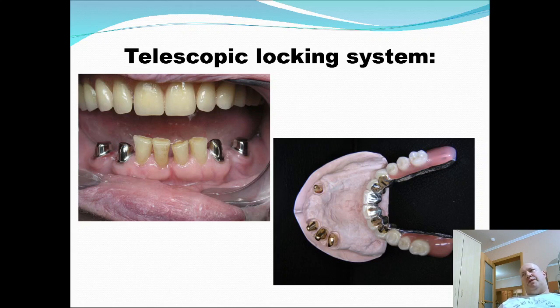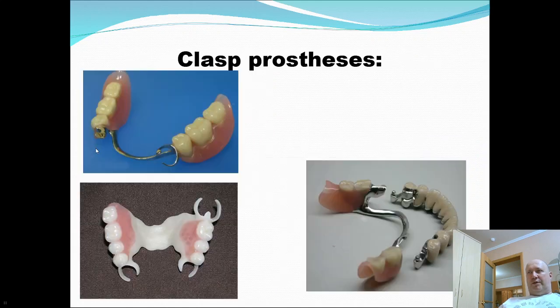Telescopic locking system. This is one of the methods of fixation. But now it's very, very expensive. And now that implantation is very highly developed, it's not so widely used. But it includes an internal crown and an external crown. I will show you in the practical classes to everyone.